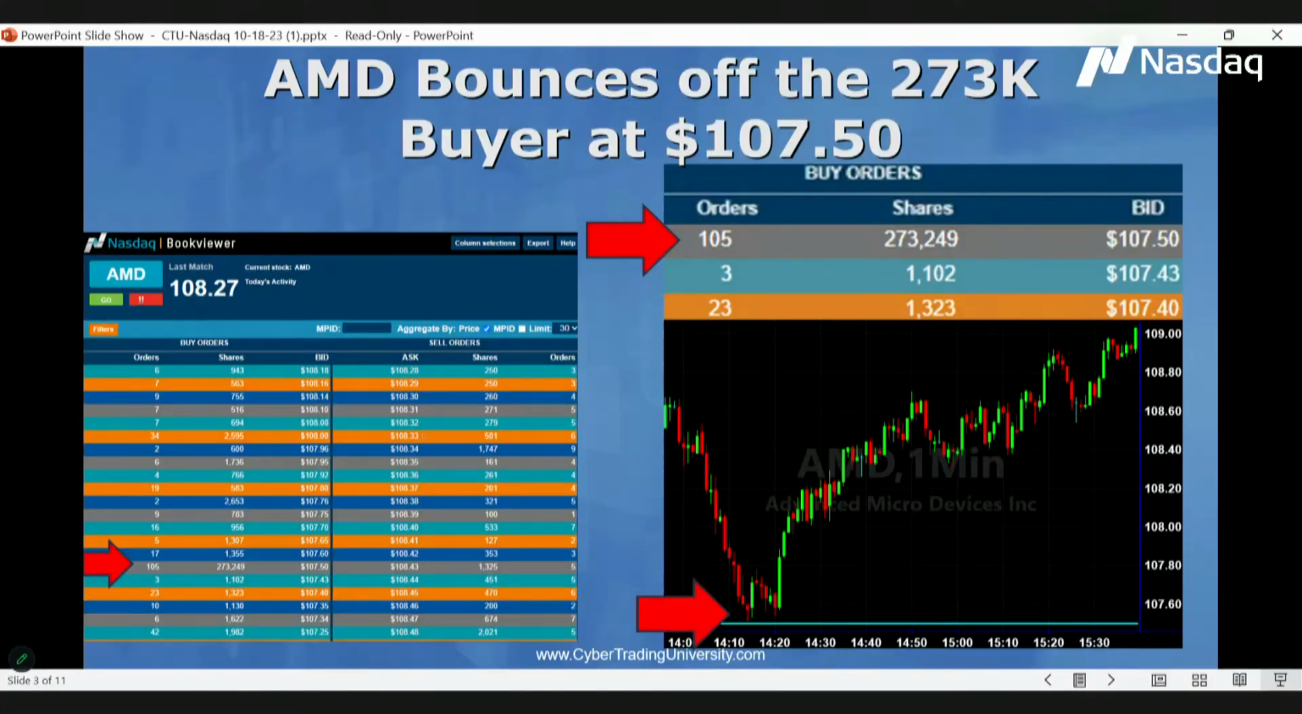Right, and then when it got to that price with that big order, boom, the stock ricocheted at 107.50 and shot right back to 109. And what happens? A lot of traders get nervous. They don't know if they should get out, hold on to it, maybe average down. But in this case, you could see how the stock did a slingshot, hit that big iceberg order of over 273,000 and shot right back to 109.